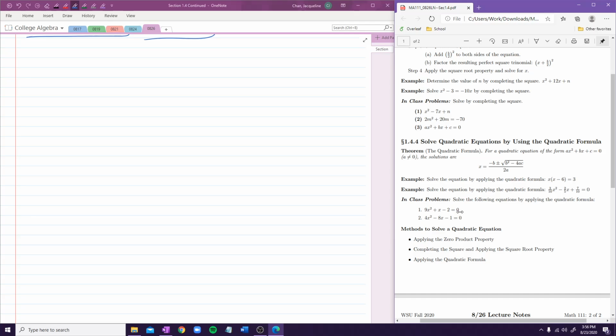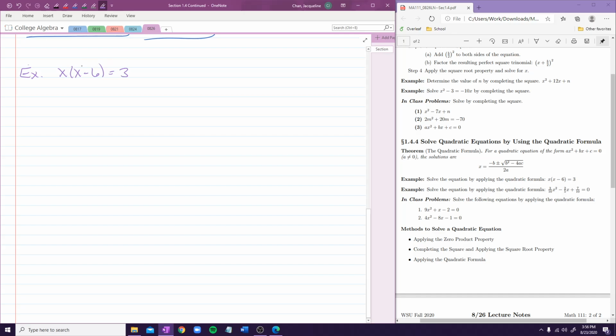Okay, so I know most of you are probably familiar with that. Let's go ahead and implement it. For the first example, we want to solve the equation by applying the quadratic formula. We're given x times x minus 6 is equal to 3.